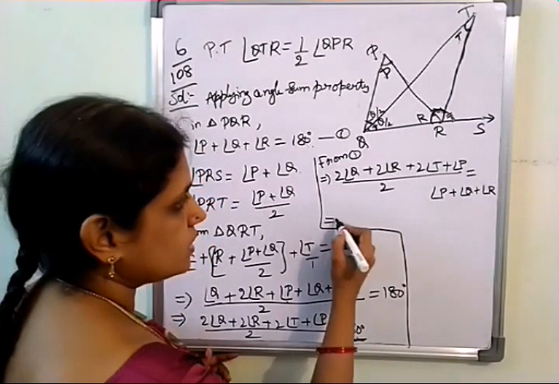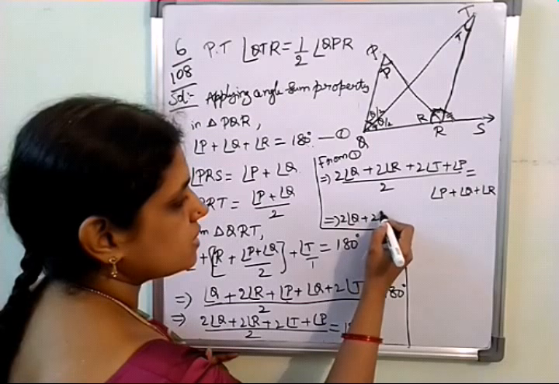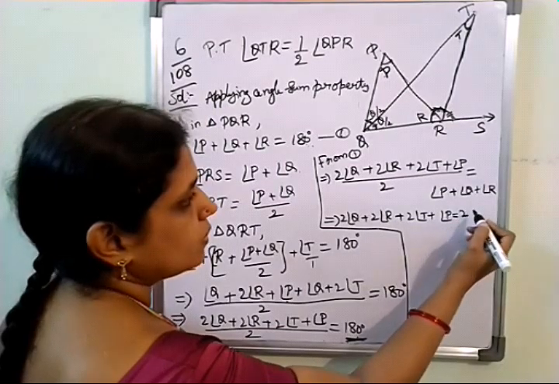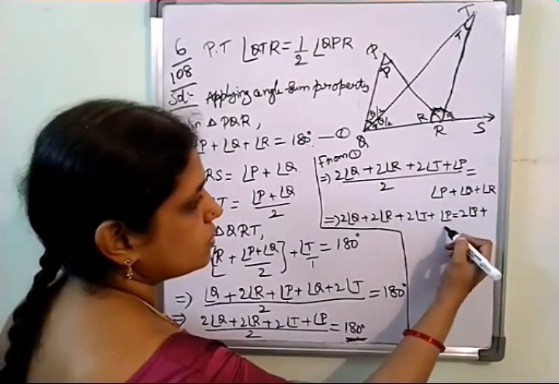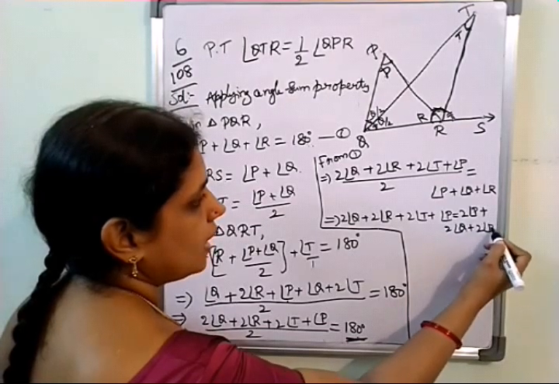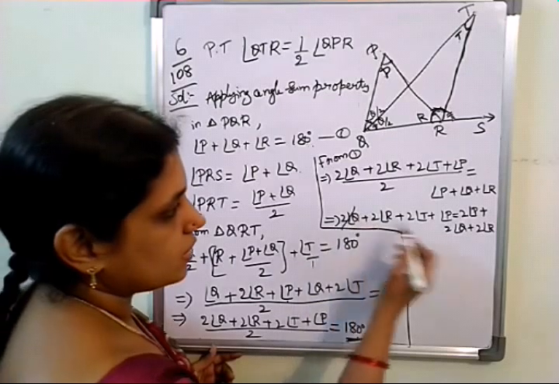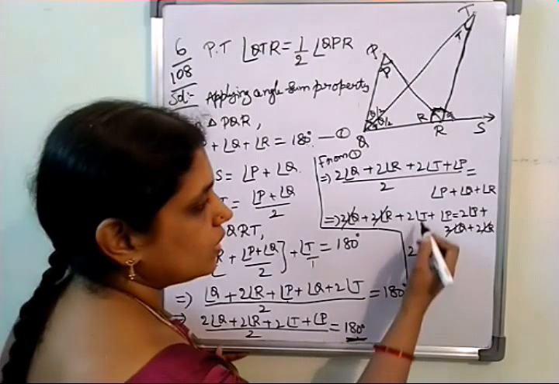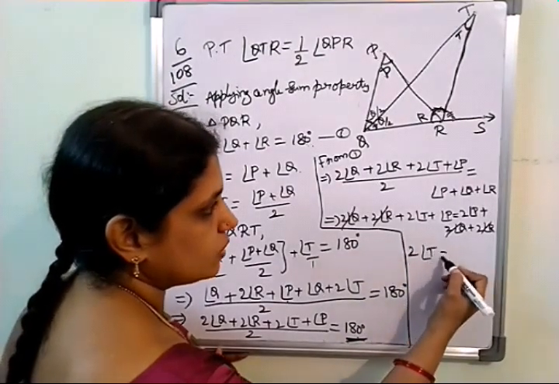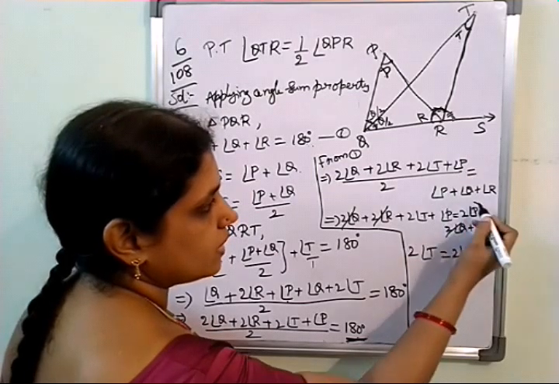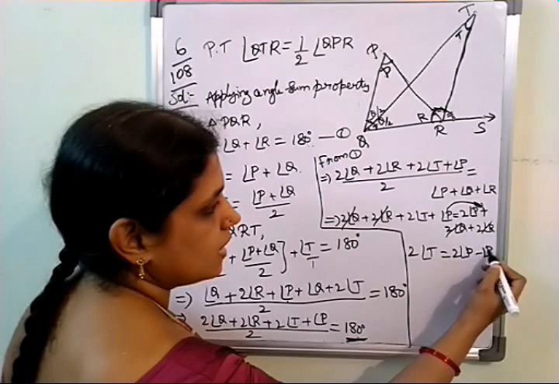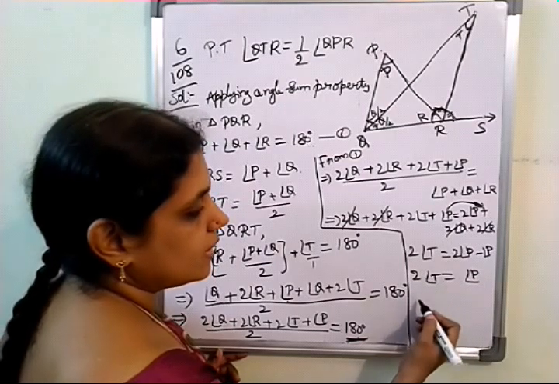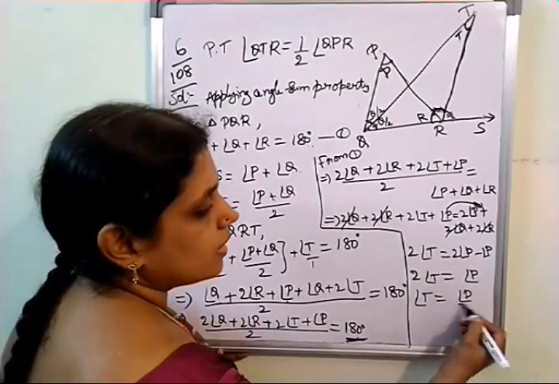So the 2, if you transpose to this side, then what will you get? 2 angle Q plus 2 angle R plus 2 angle T plus angle P equal to 2 angle P plus 2 angle Q plus 2 angle R. Is there anything to strike off? 2 angle Q is there on both sides. 2 angle R is also on both sides. So now what is left on LHS? 2 angle T equal to 2 angle P. This we want to transpose to RHS, so minus angle P, that is 1 angle P. So 2 angle T equal to angle P, that is angle T equal to angle P by 2.